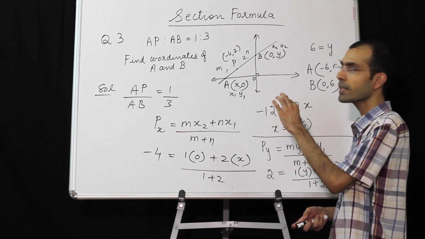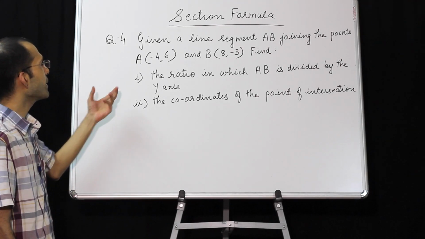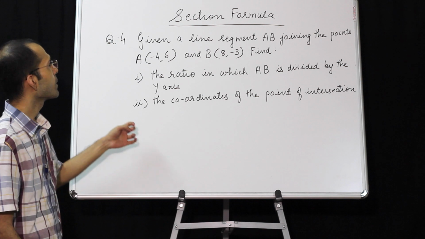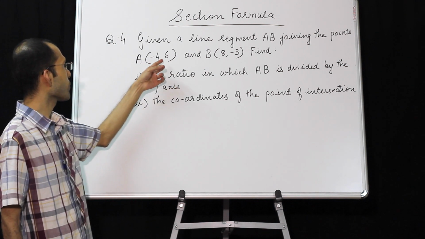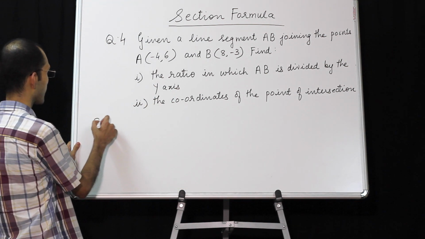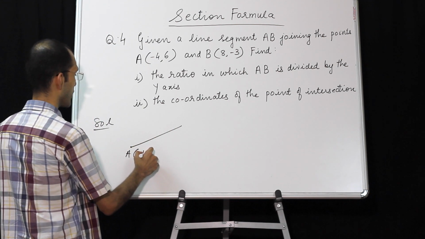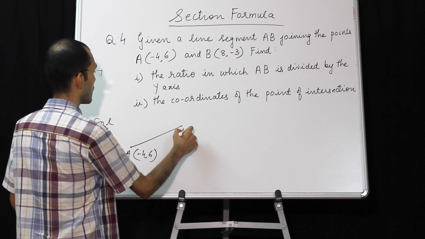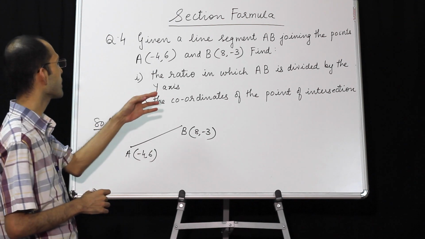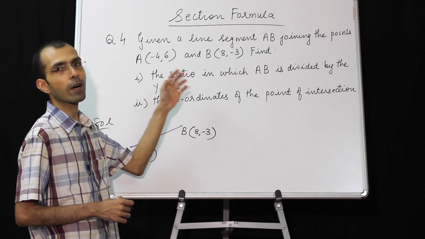Now we are done with question 3. Question 4. Given a line segment AB. Line segment means segment, which is different from a line. Joining the points A minus 4 comma 6 and B 8 comma minus 3. Okay, so we'll just draw a rough sketch. This is A minus 4 comma 6 and B 8 comma minus 3. Find the ratio in which AB is divided by the y-axis.